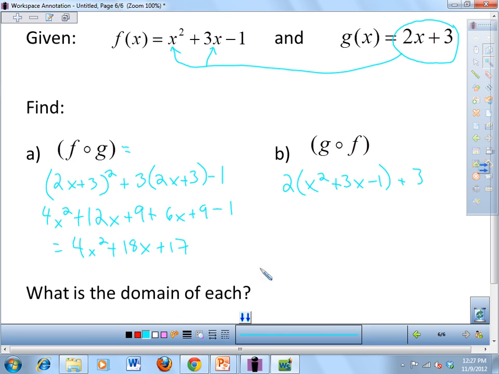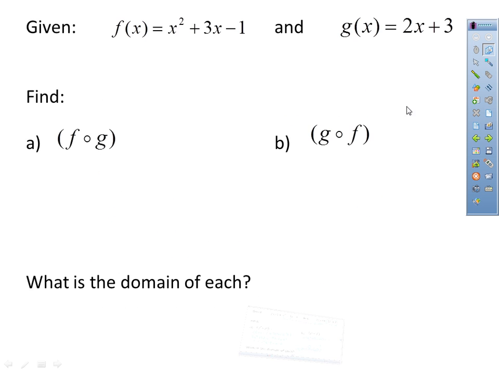What's the domain of each? Can x be any number? Yes, all real numbers. Domain: all real. Because you could plug anything in here, because they're both polynomial functions, and so the domain is all real numbers. Okay? Questions yet? No questions yet.